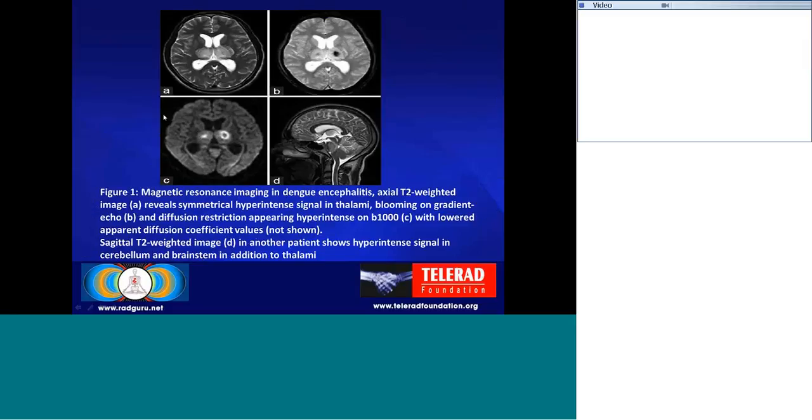So there's another patient with dengue encephalitis. We should always know that dengue is not a rhabdovirus, but the imaging features are almost like a Flavivirus, where there is involvement of the thalamus and basal ganglia. There's diffuse bilateral thalamic involvement we see in the T2 weighted image. We do gradient echo images. We see blooming in the thalamus, and diffusion restriction appears hyperintense. And after doing a sagittal T2 image, we can see that there's also brainstem and cerebellum involvement by the dengue virus, which indicates a very bad prognosis.